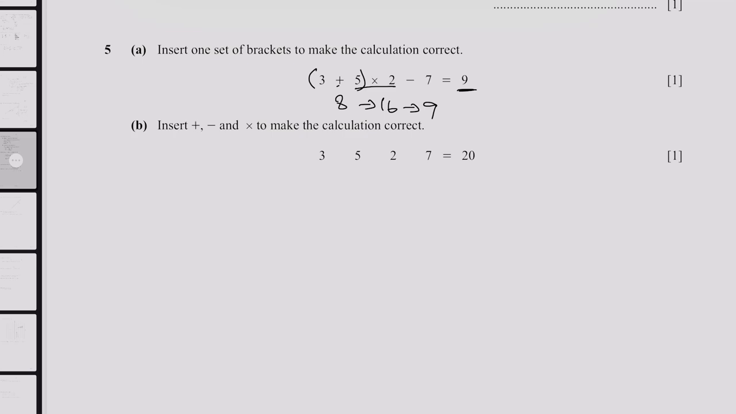So basically we'll have the bracket over 3 plus 5. Now insert plus, minus, and multiplication to make the calculation correct. Over here, 3 multiplied by 5 will become 15. 15 minus 2 will become 13. And 13 plus 7 will become 20. So this is how this will work.